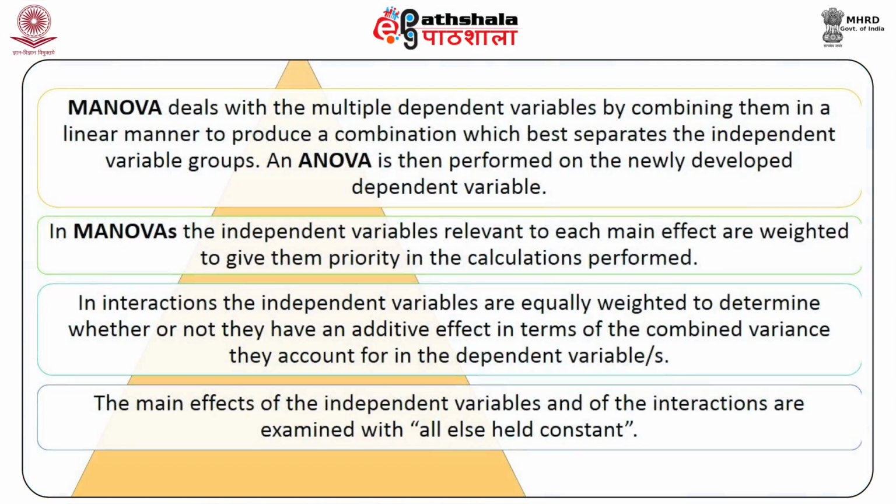Secondly, rather than using the F value as the indicator of significance, a number of multivariate measures are adopted in MANOVA, like Wilks' lambda, Pillai's trace, Hotelling's trace and Roy's largest root. MANOVA deals with multiple dependent variables by combining them in a linear manner to produce a combination which best separates the independent variable groups. An ANOVA is then performed on the newly developed dependent variable. In MANOVA, the independent variables relevant to each main effect are weighted to give them priority in the calculations performed. In interactions, the independent variables are equally weighted to determine whether or not they have an additive effect in terms of the combined variance they account for in the dependent variables.